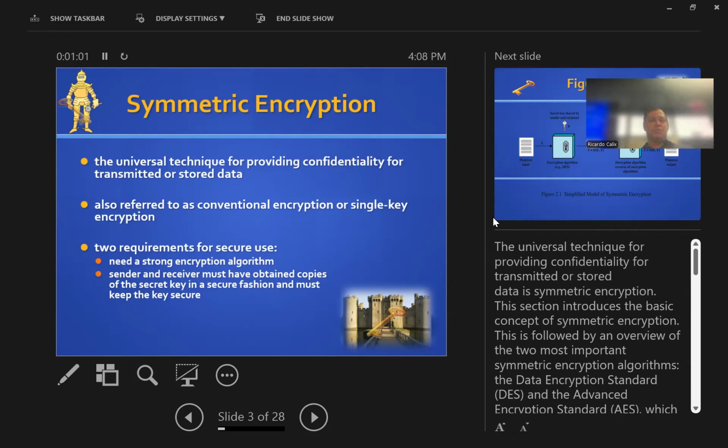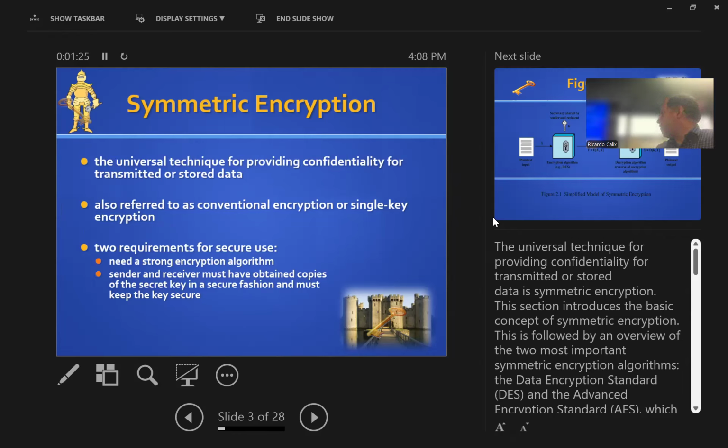So 2 requirements for secure use. Needs a strong encryption algorithm, such as AES, for instance. We've talked about DES. We're currently talking about DES. And we know that one is insecure, although it can still be used because it was broken via brute force, right? So there is a delay in how quickly you can get the key.